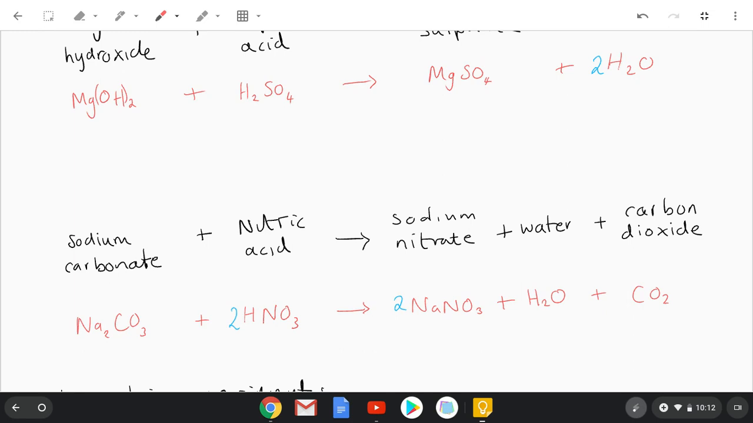But that has a knock-on effect of doubling the NO3 as well. Remember, all of this is doubled. So the NO3 has doubled. So there's an NO3 here, and I will have to put a 2 in front here, which will mean the NO3 will double as well. But that inadvertently doubles the hydrogen. So by doing that, now I've got two hydrogens on this side. I look at the water, I have the two hydrogens, so that is balanced.